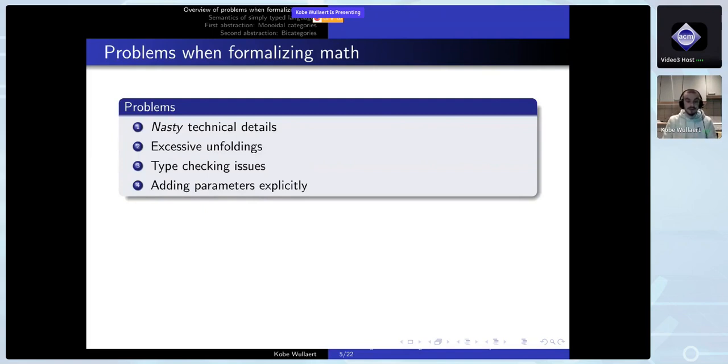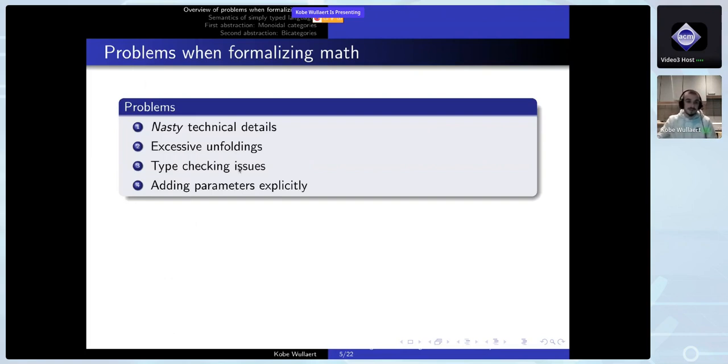Now, when trying to formalize this, especially when going to the simply typed case, we encountered some problems. Of course, as everyone always has, there are very nasty technical details. But more specific to our case is that we have very excessive unfoldings. And it's because we work with a very particular mathematical structure. And so Coq already knows a lot more details that we actually want to abstract away from.